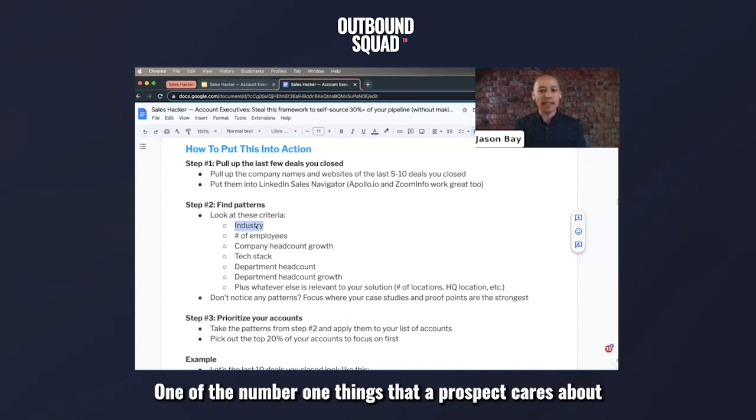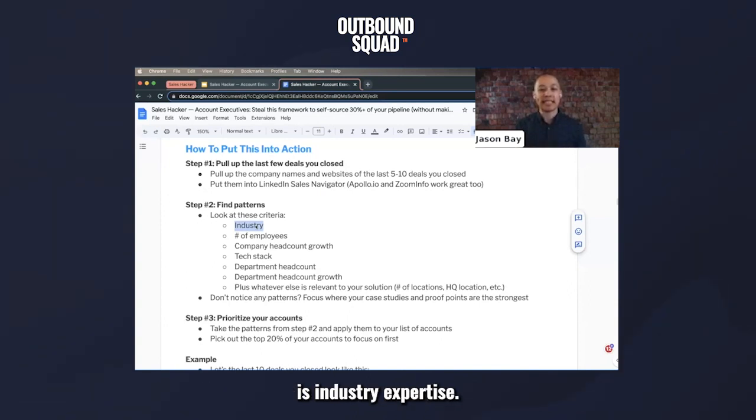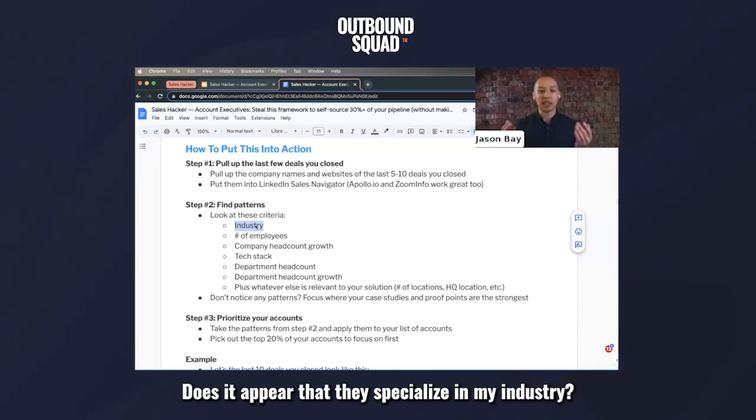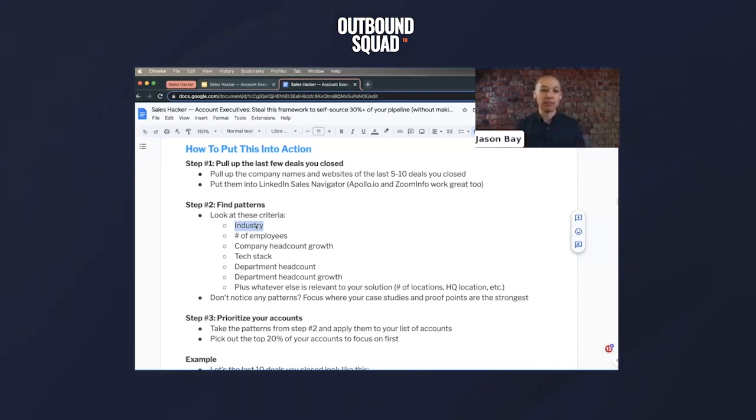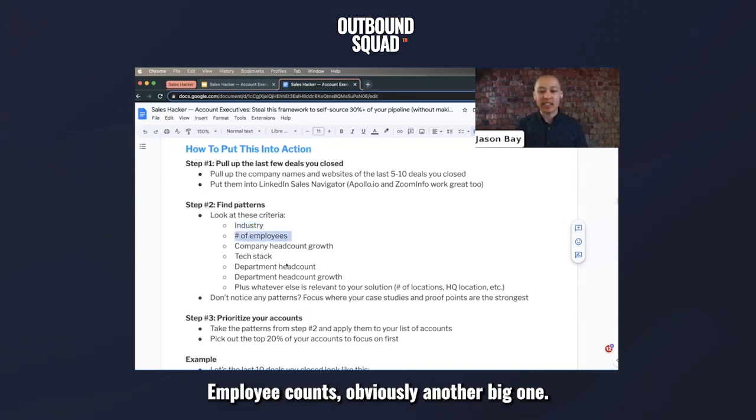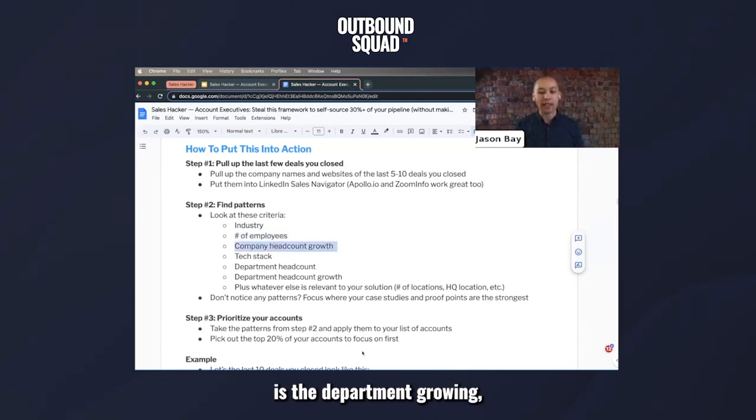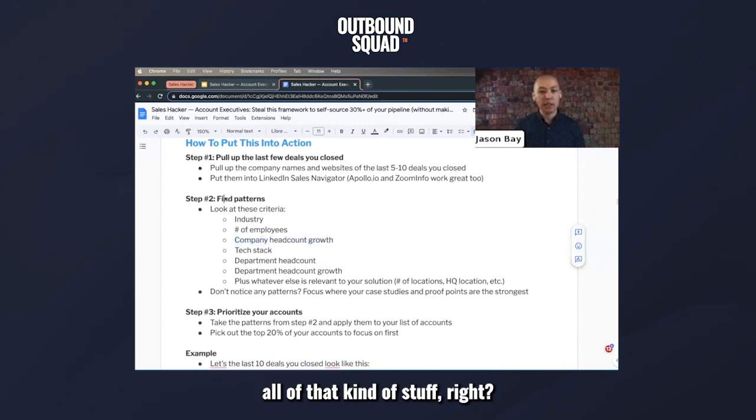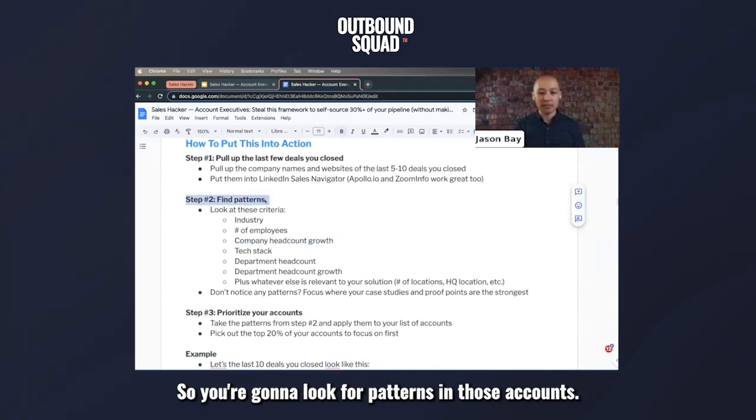One of the number one things that a prospect cares about is industry expertise. Does it appear that they specialize in my industry? That's a huge one, okay? Employee count is obviously another big one. Company headcount growth, tech stack, is the department growing? All of that kind of stuff, right? So you're going to look for patterns in those accounts.